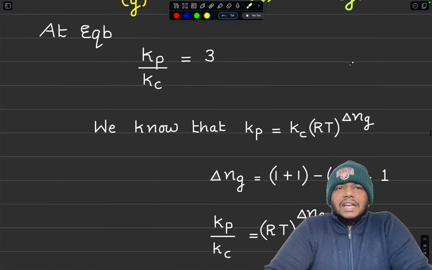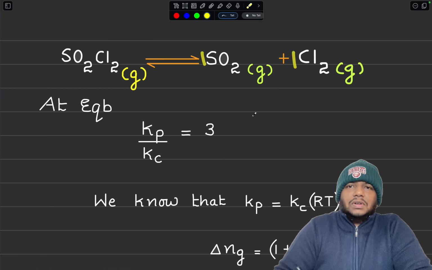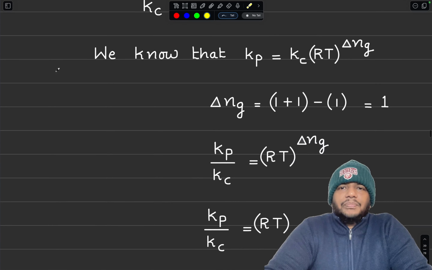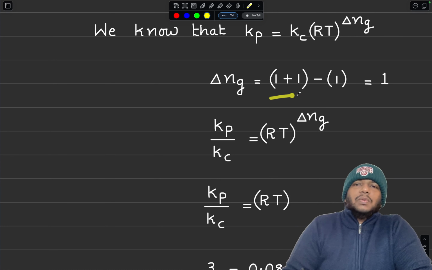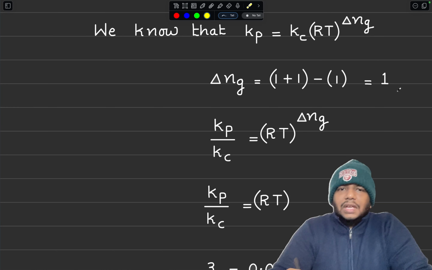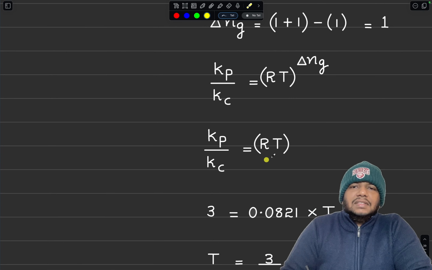So here, what is delta Ng, sir? Delta Ng is the number of moles of the gaseous products, that is 1 plus 1, 2, minus the number of moles of the gaseous reactant, that is 1. Correct? So 1 plus 1 minus 1, you will get delta Ng is equal to 1. Now you can substitute delta Ng is equal to 1 here. So the equation becomes Kp by Kc is equal to RT.